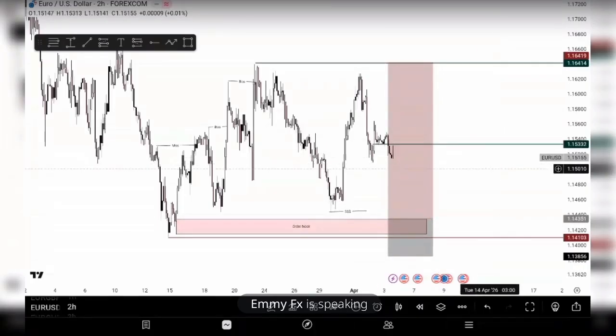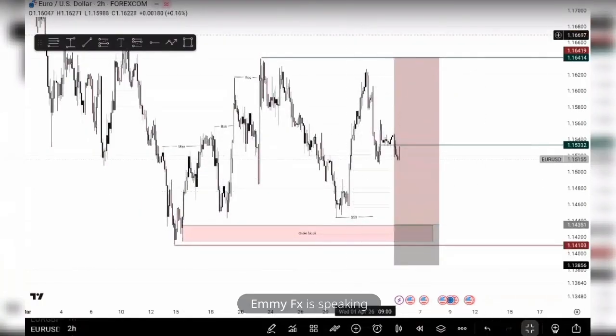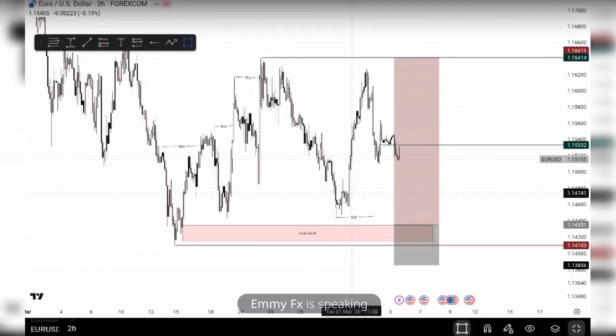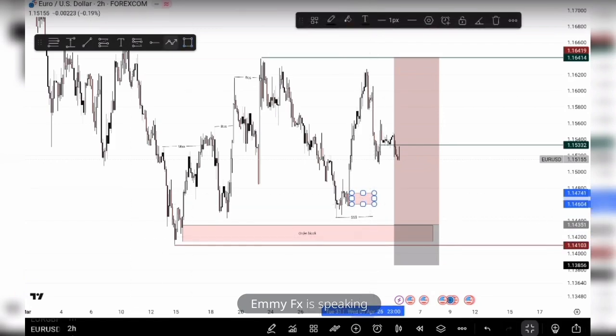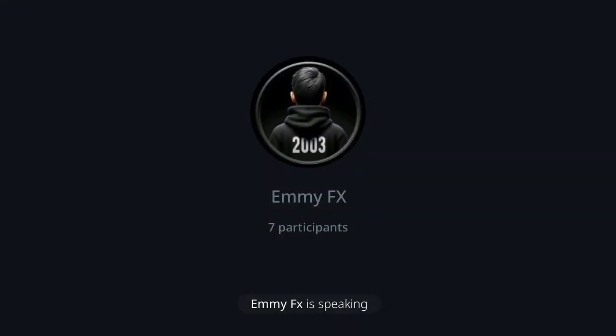Now ask me, why do I use here as my point of interest? I have this break of structure to the upside, so I have this order block which is sitting here. Why do I use this as my point of interest? I want you to buy from here. This one prices arrays and always identifies liquidity.